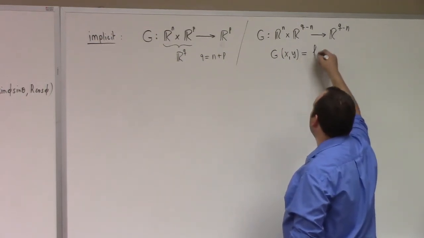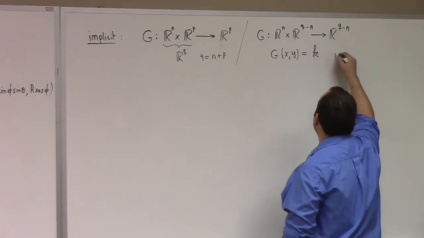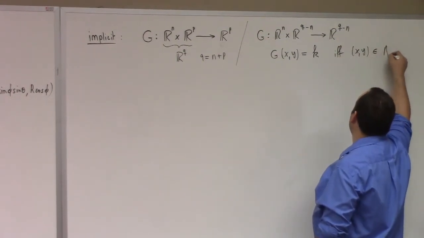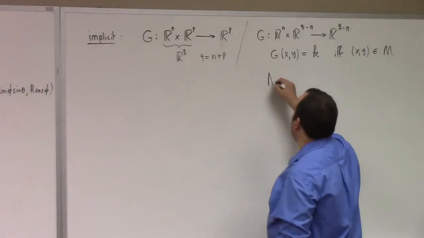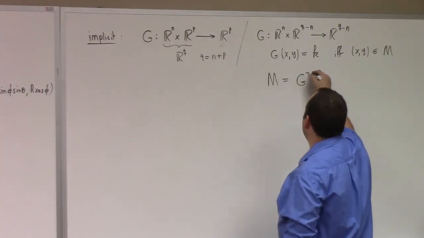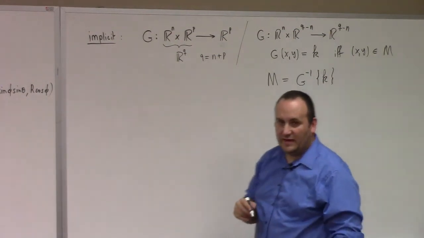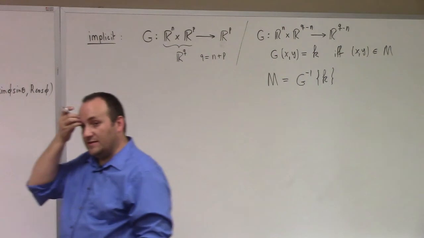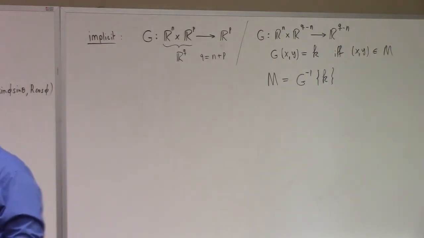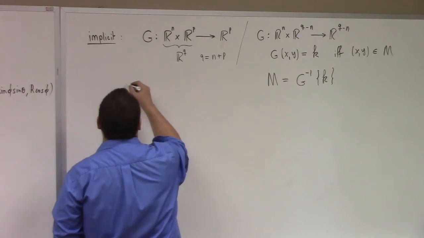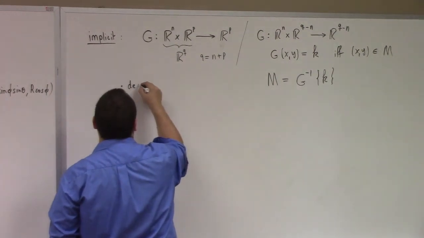So G of x, y equals k if and only if x and y are an element of the manifold. In other words, in this viewpoint, the manifold is equal to the inverse image under G of the singleton k. It's a level set of this, not one level function, but how many of them? Q minus n rather.